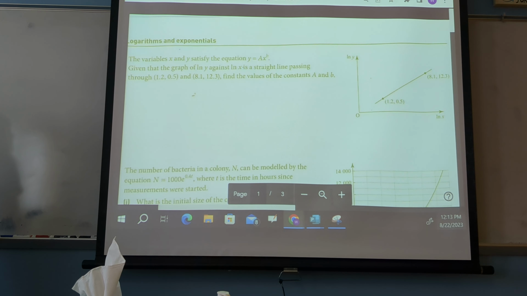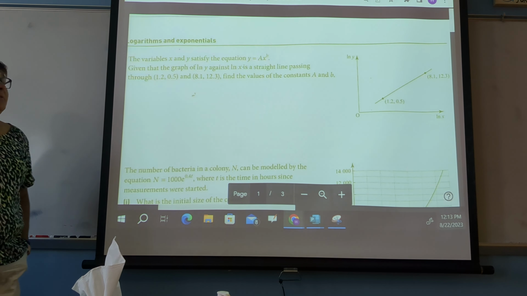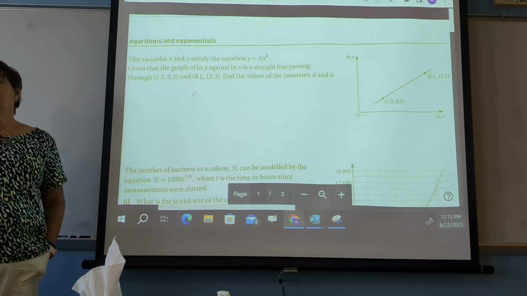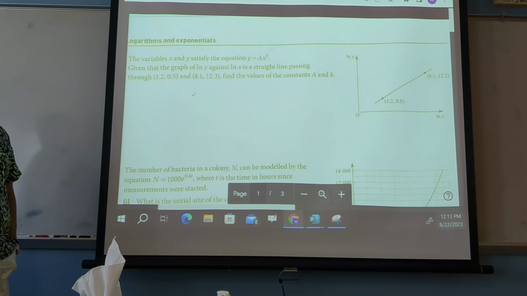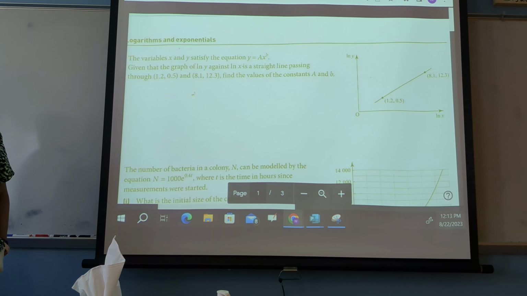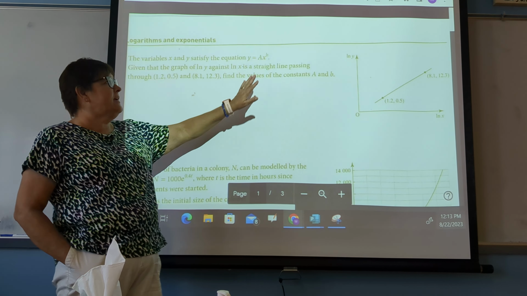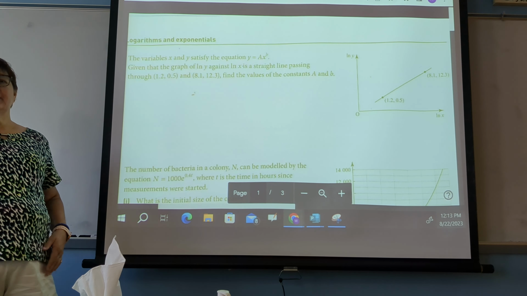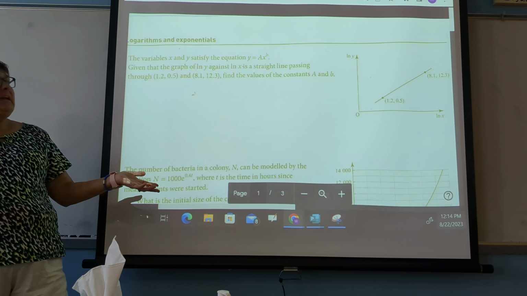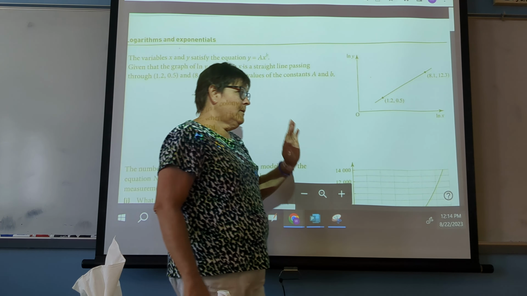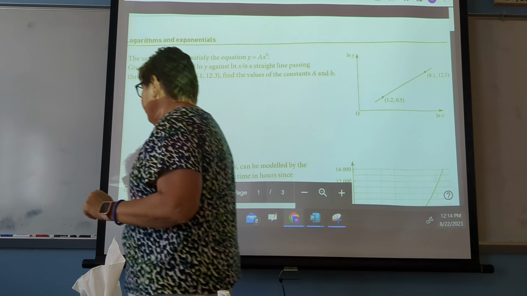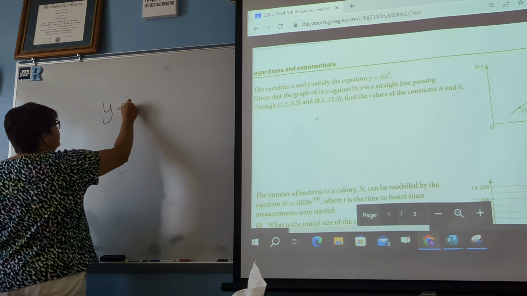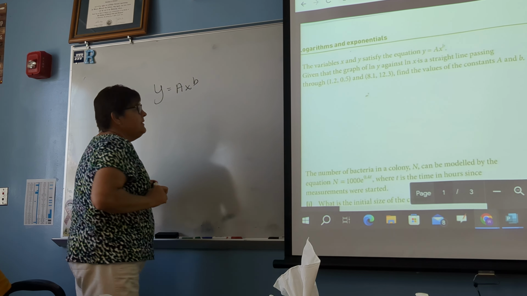So I want to discuss a couple of the verbiage here, because if I don't understand what the words are asking me, I'm not going to go very far in these problems. So the variables x and y satisfy this equation. So how would we say that? We have an equation y equals ax to the b. We don't really care about the satisfying and all that. We just care that y equals ax to the b, right? So I'm going to write that down. All right, so there we have it.